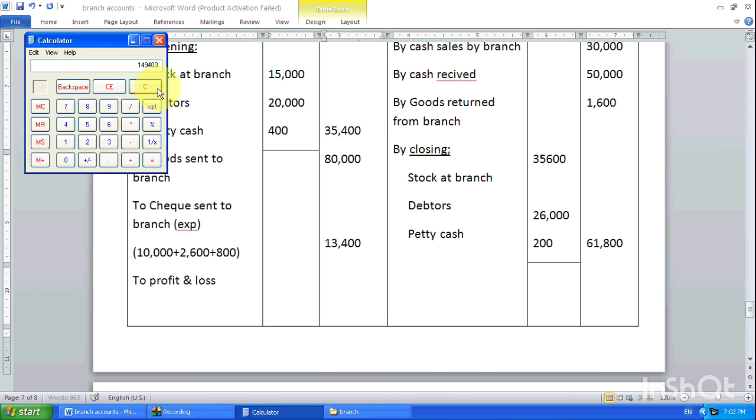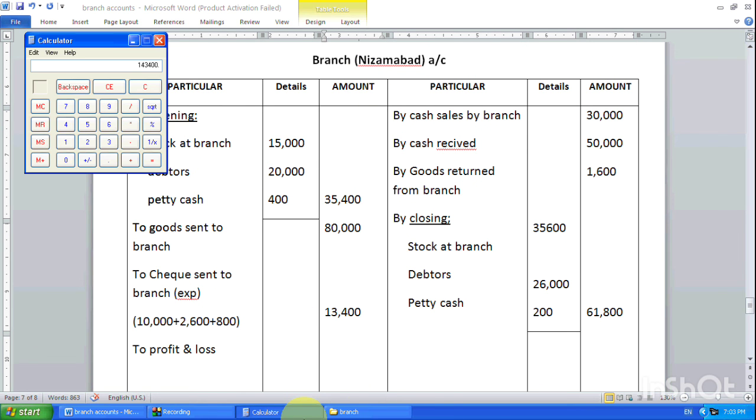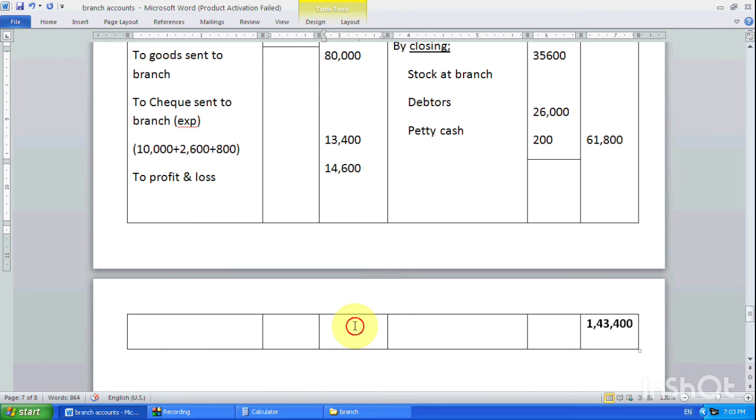Now let's calculate the expenses: 35,400, then 80,000, then 13,400. 14,600 is the profit. So we are getting 14,600. So right here 14,600. So write the ledger balance 1,43,400. This is the way we have to prepare the branch account and branch debtor account.